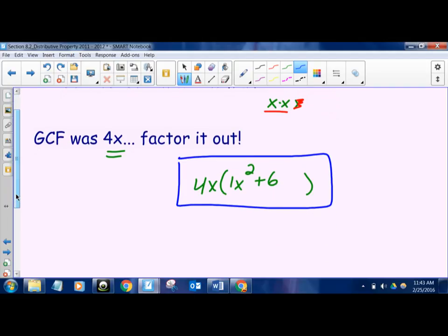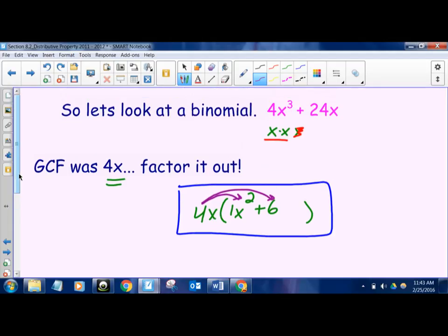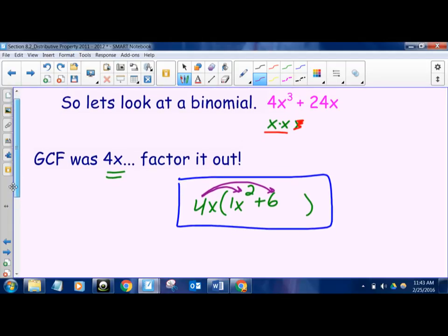Now here's the neat thing about factoring. If you use the distributive property like we just learned in the last section, and multiply 4x by x squared and 4x by 6, you should in fact get the original polynomial. Well, let's check. 4x times x squared is just 4x to the third, plus 4x times 6 is 24x. And if you see, we did in fact get the original polynomial.